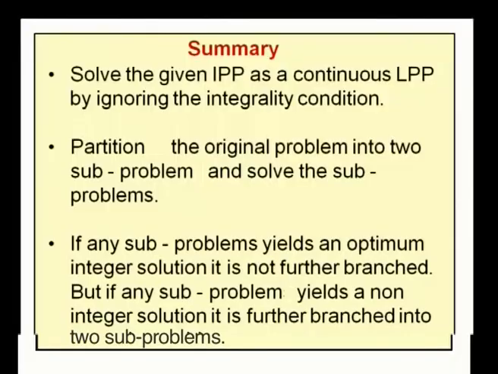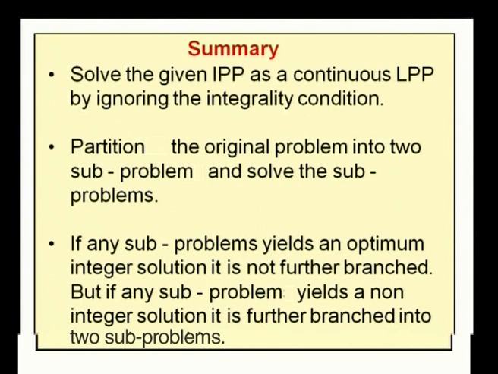So, let me recap the branch and bound method. The first step is, we have to solve the given integer programming problem by considering it as a continuous linear programming problem by temporarily ignoring the integer restrictions. So, first by considering the given IPP as an LPP, by applying simplex method we have to solve the given LPP. Once we obtain the solution, if the solution is a non-integer solution, then the next idea is we have to partition or branch the original problem into subproblems and we have to solve the subproblems.